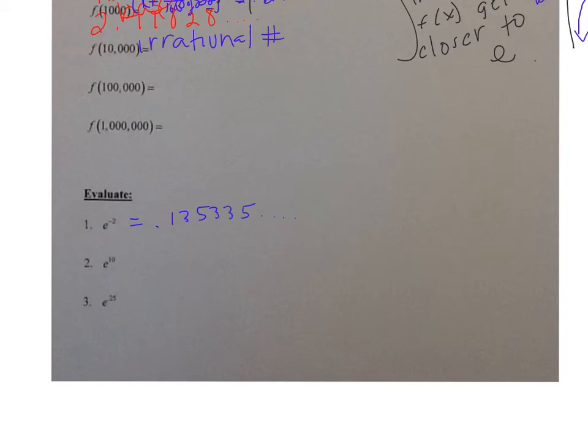Plug in e to the 10 power. It's 22026.46579 dot, dot, dot. Remember, irrational. e raised to the 0.25 power is 1.28402 dot, dot, dot. Okay, so let's flip it over and take a look at the back.